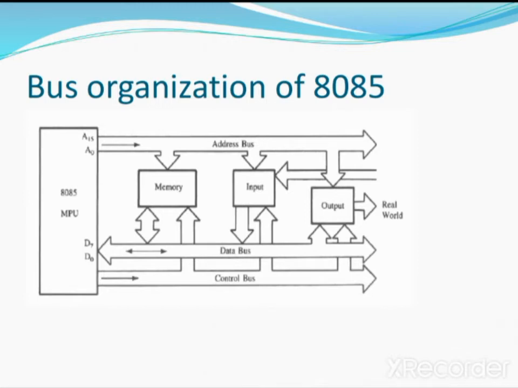16 address lines are capable of addressing a total of 2^16, equal to 65,536 memory locations. When the 8085 wants to access a peripheral or a memory location, it places the 16-bit address on the address bus and then sends the appropriate control signals.